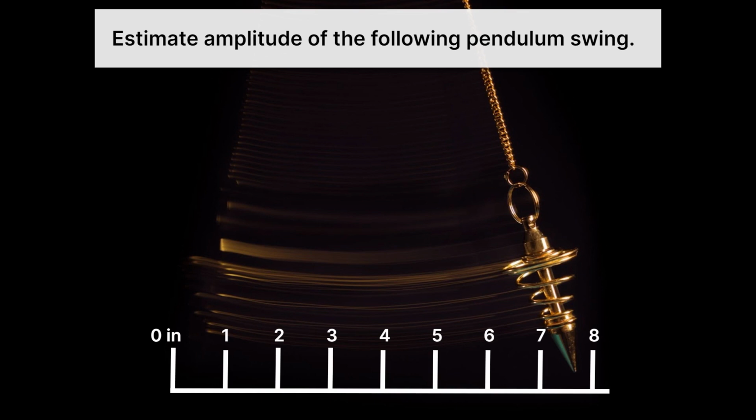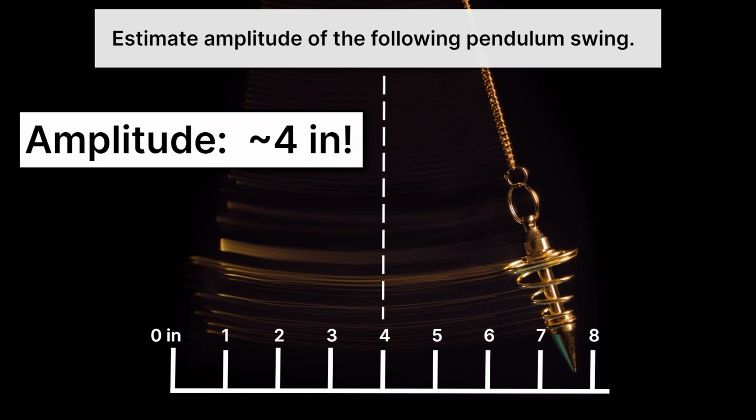Were you able to do it? Well, the center of the swinging is right about there, about 4 inches. And that means that it goes from 4 to 8, that's about 4 inches, and also from 0 to 4. That's about 4 inches. So measuring the distance from the center of that swing, we get an amplitude of 4 inches.